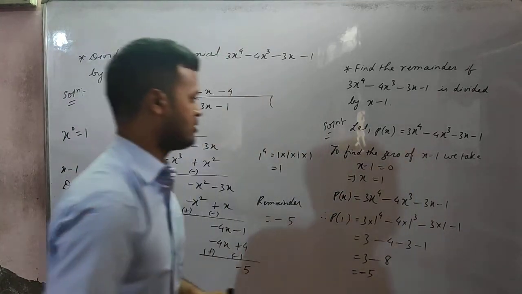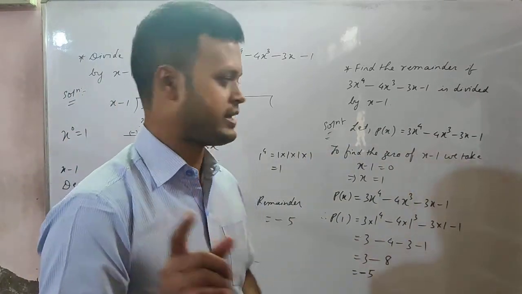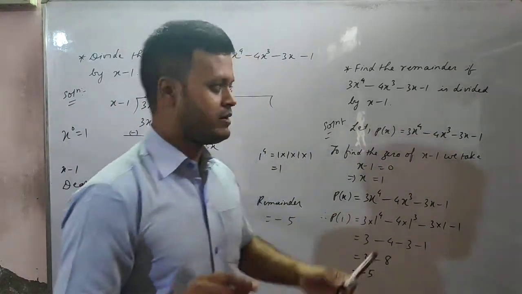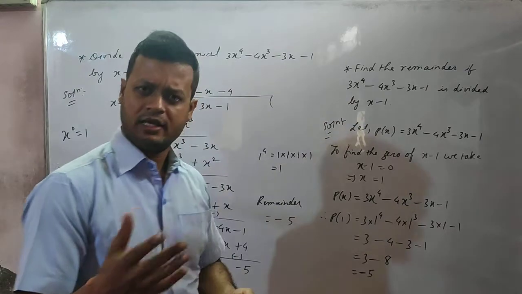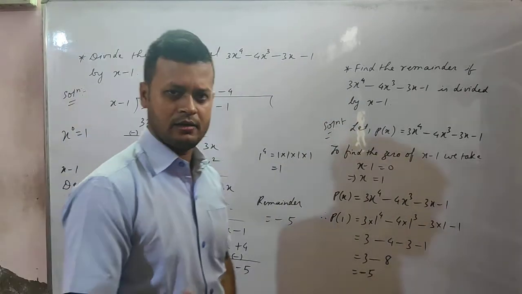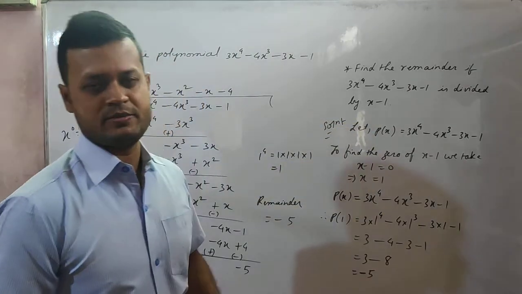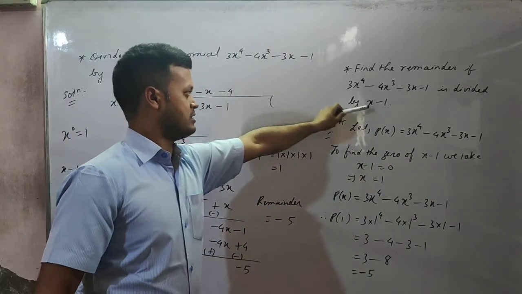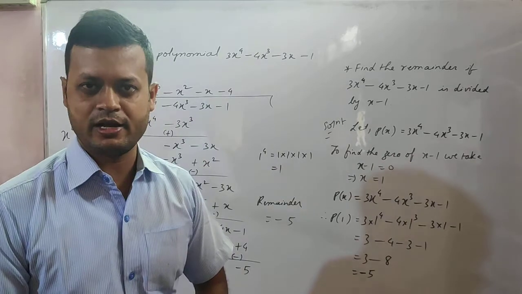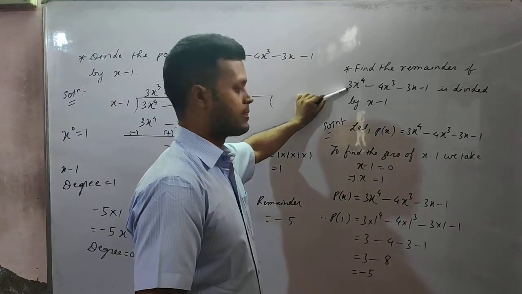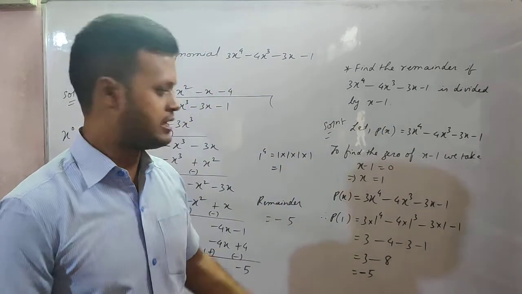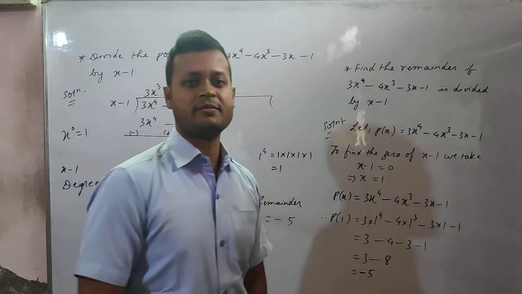So if you are asked to find out the remainder when this polynomial is divided by this polynomial, any such kind of question is given to you, what you will do is that this is the dividend, isn't it? And this is the divisor. The zero of the divisor we will find out, and we will just put it in your dividend. We will get the remainder. Okay, this is by remainder theorem.